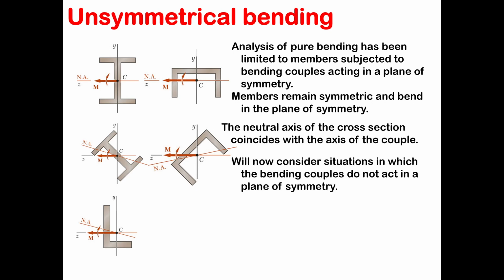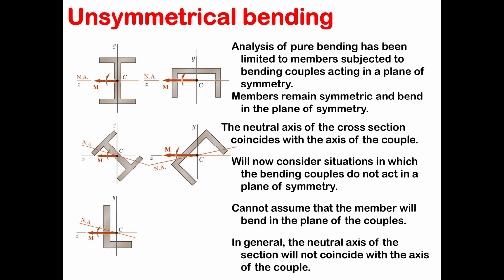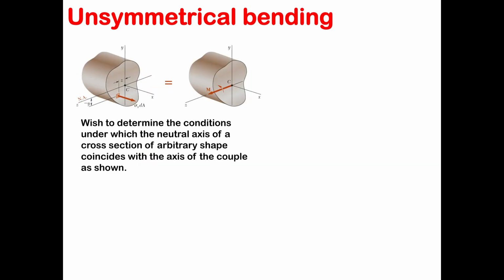But if you consider a situation in which the bending couples do not act in a plane of symmetry, you cannot assume the member will bend in the plane of the couples. It is very important. So you're going to have an out of plane bending, essentially, right? In general, the neutral axis of the section will not coincide with the axis of the couple. So how can we analyze this?